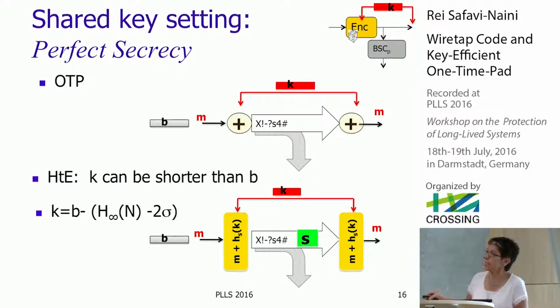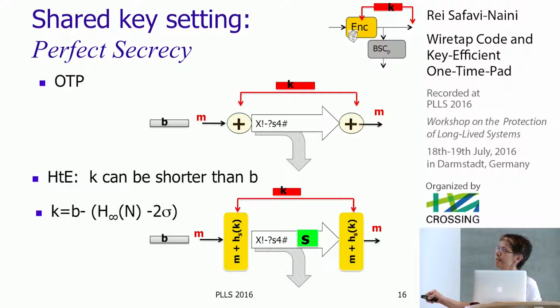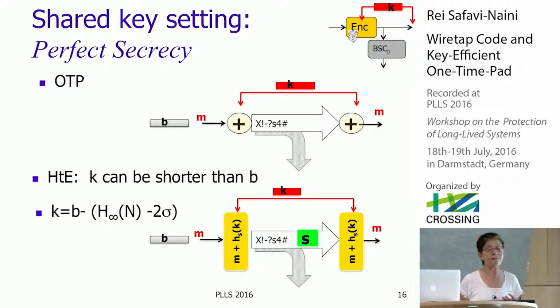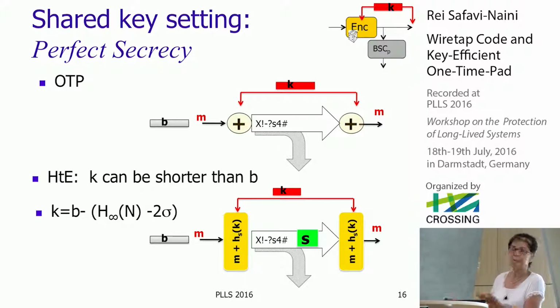Here you can see the reduction in the length of the key. B is the length of the message, this is the min-entropy of the channel noise, and this is the semantic security level sigma, the number of bits of semantic security that you require. So this can become much smaller than this one.